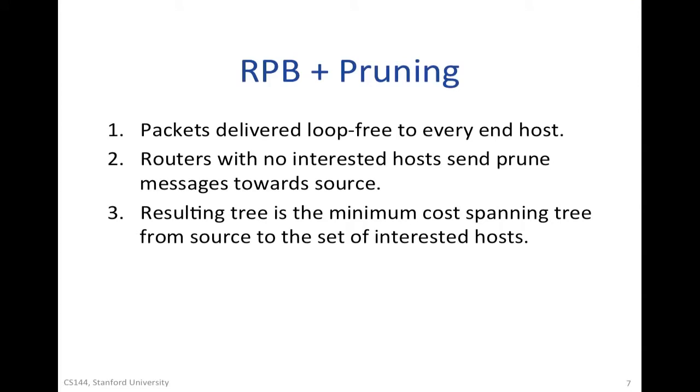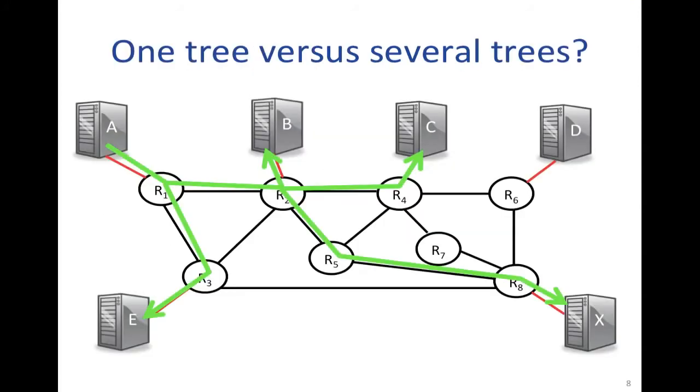One question that you may be wondering is, do we build one tree or do we build several trees? In my example, I showed A wanting to send to this set of destinations, B, C, X, and E. But what if it's a video conference, and after A has spoken and sent packets to everybody else, it's B's turn to send? What is the tree, the multicast tree, that packets from B should follow?